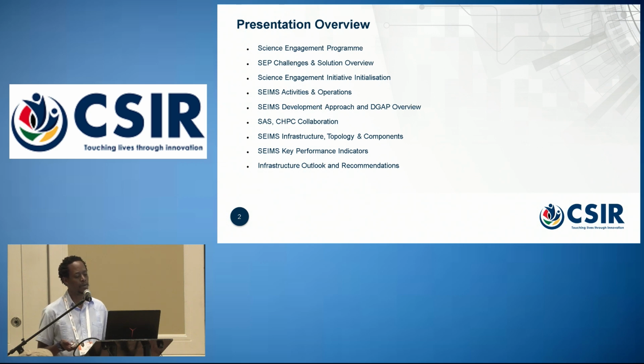and the collaboration between Software Architecture Solutions, which is my research group, and CHPC, and the infrastructure that we use from CHPC, how it outlines and the different components, and some of the internal attributes, which is the key performance indicators, which are used for the accountability bid by the DSI, and then some of the outlook of the infrastructure and some recommendations.